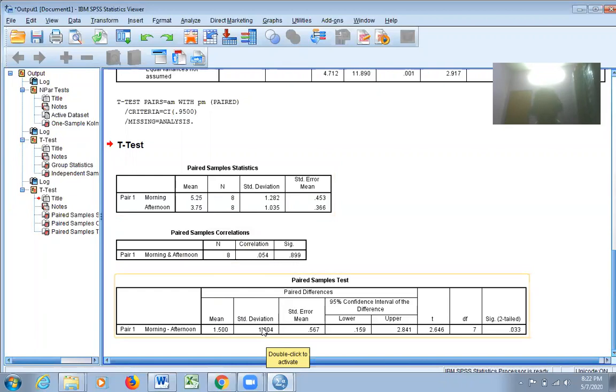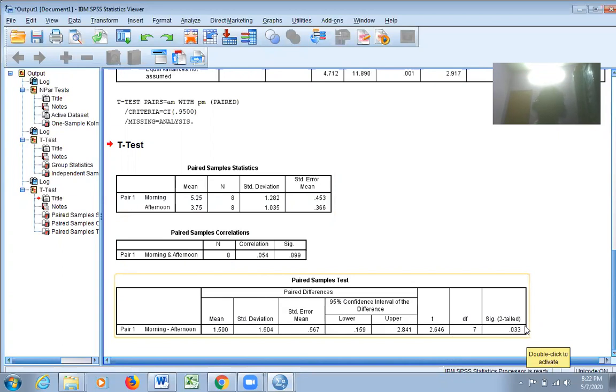And this is a standard deviation. That means you find out the marks scored by students in the morning and afternoon, you find out the difference, and for the difference, you find out the standard deviation that is given here. And here you can come to the last portion of this table which talks about t-value 2.646, degrees of freedom 7, and sig value 0.033.